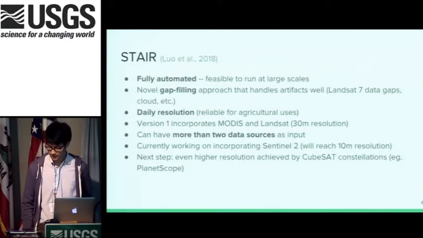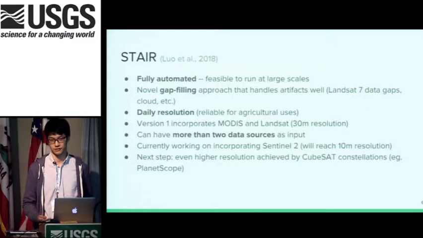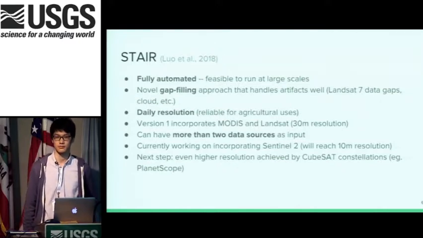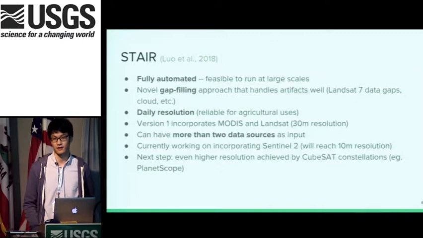And it generates data at daily frequency. Because the rationale of this algorithm is basically to combine the high frequency of sensors like MODIS with the high resolution of other platforms. Of course, this daily frequency product is probably only reliable for agricultural uses because the surface reflectance of a cropland is, well, reasonably smooth. Whereas if you're using Planet data, for example, counting how many cars there are parked at Walmarts, it's probably not a good idea.